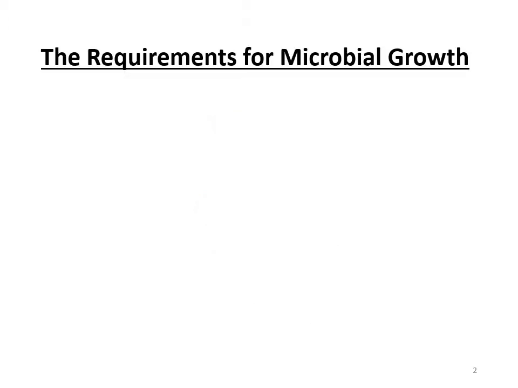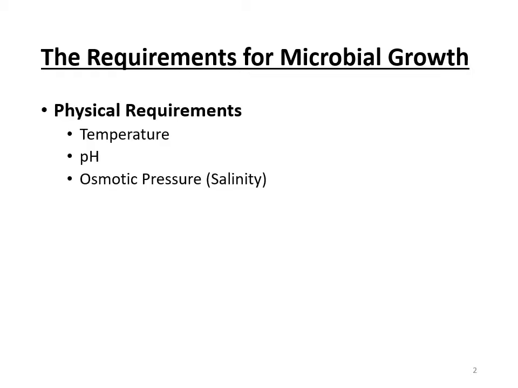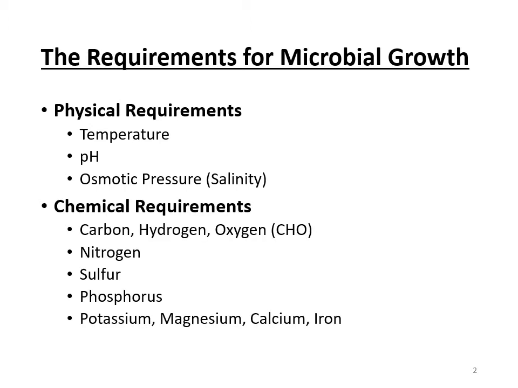When we talk about requirements for their growth, there are two main categories, okay? There are the physical requirements, things such as temperature, pH, how salty the environment is. And then there are the chemical requirements, and these include things like CHO, as I like to call it: carbon, hydrogen, and oxygen, things like nitrogen, sulfur, phosphorus, and our various minerals as well.